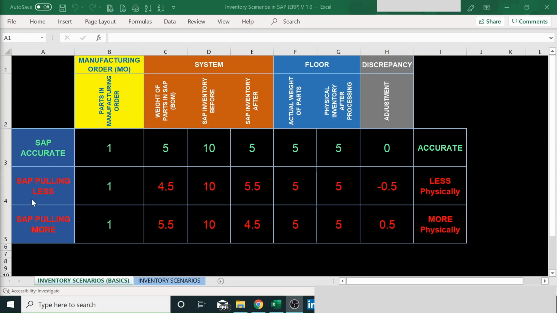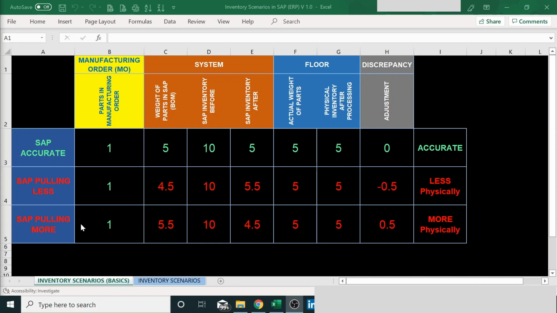So when SAP pulls less, or the bill of materials is calling for less raw material, we have less physically than what the system says, and our adjustment has to be negative.